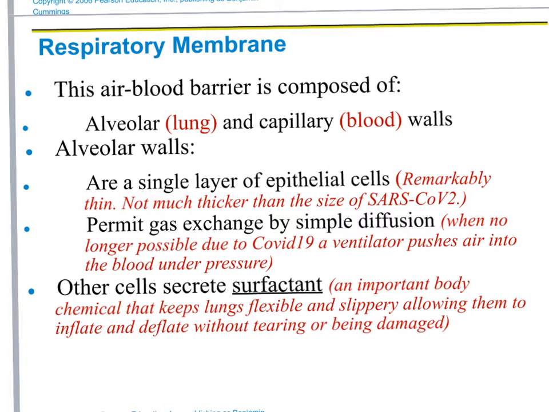Now remember how thin these walls are. If they were to inflate and kind of rub against one another, they could potentially damage each other, or they could become damaged as they rub against one another. So surfactant is a chemical that acts as almost a lubricant, a slippery lubricant, allowing the alveoli to move efficiently in inflating and deflating without becoming sticky and causing increased friction between the alveoli.